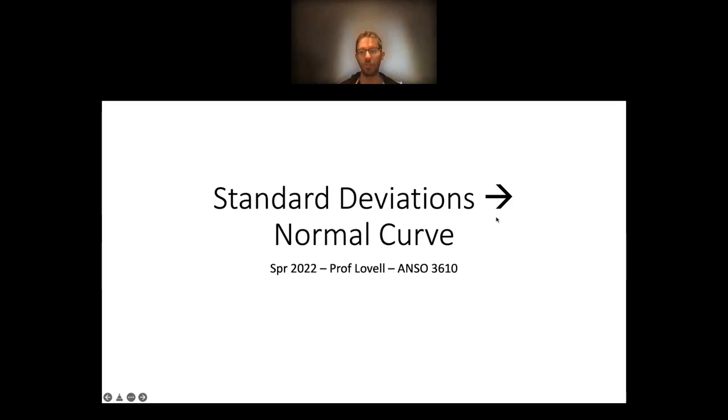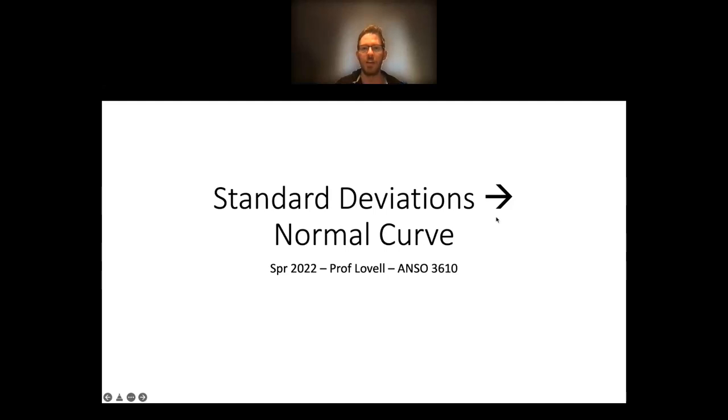the normal curve. So to get to the standard deviations, again, this was covered last lecture, but I want to go through why are we talking about a standard deviation? Why is it an important and the most useful measure of dispersion versus other measures? And then we'll talk about how that goes into the normal curve.